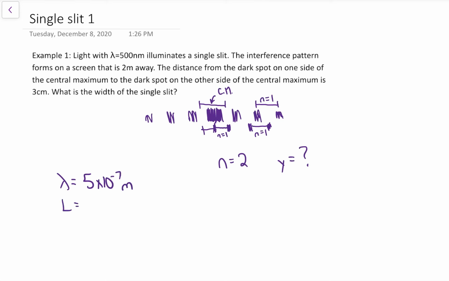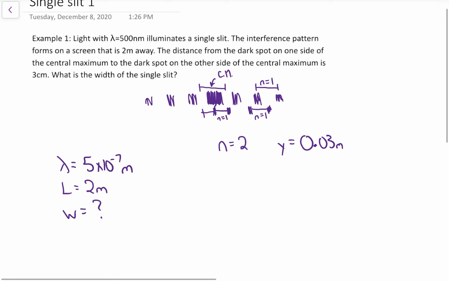The lambda we convert the same way. The L is the same. And the way this question's worded, we don't know the W. And back here, actually I goofed, we did know the Y value. The dark to dark was 3 centimeters, so this would be 0.03 meters. Now it turns into a plug and chug.